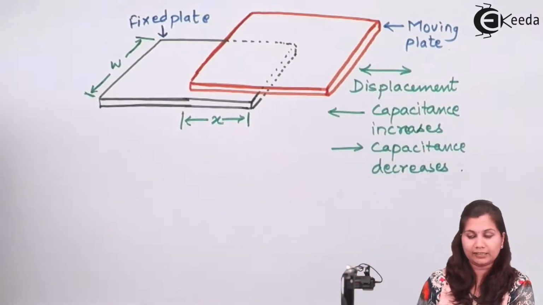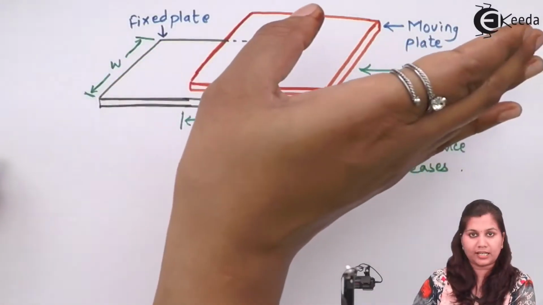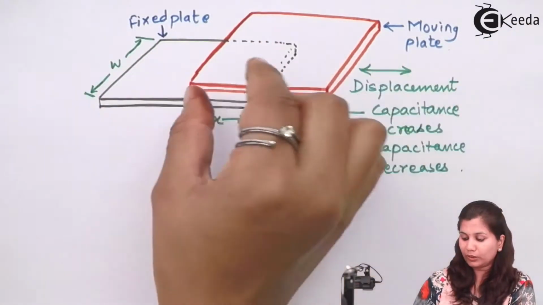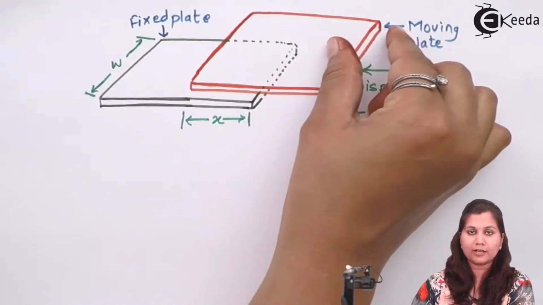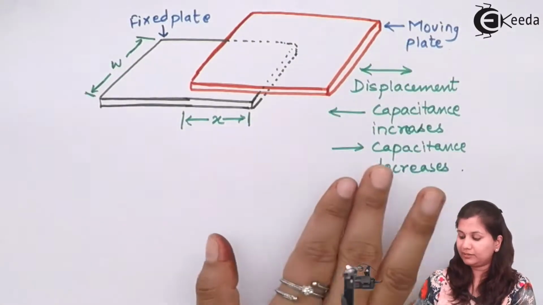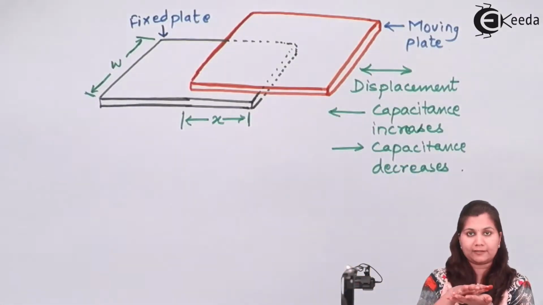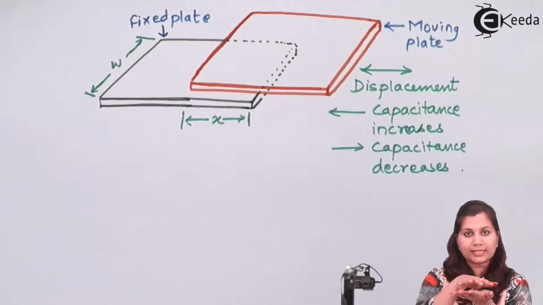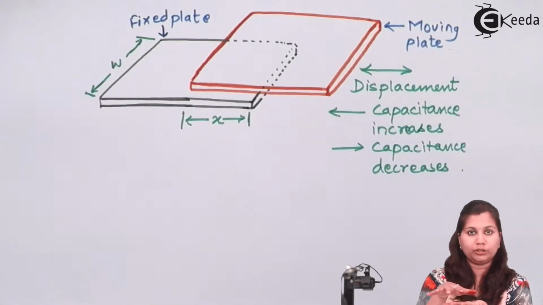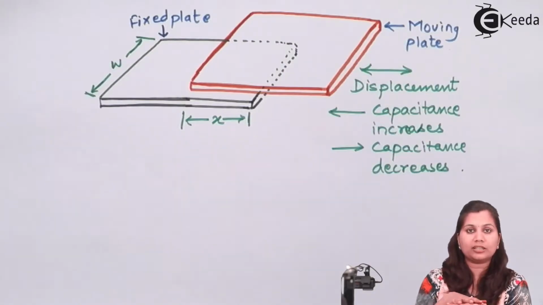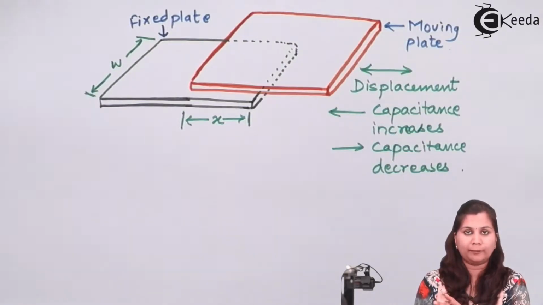So as the area increases, the capacitance also increases. Now when it is moved in the other direction, you can see the overlapping area will decrease. So due to the decrease in overlapping area, the capacitance decreases. So here the two parallel plates are kept over each other, and we have a dielectric medium in between these two plates. As the moving plate is moved, the overlapping area changes, and due to that the capacitance is changing.